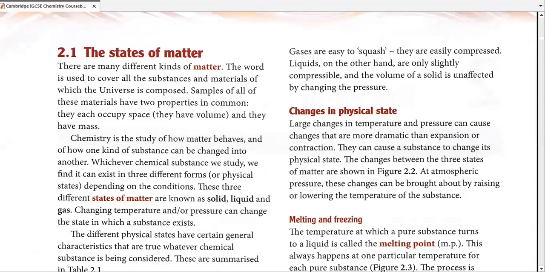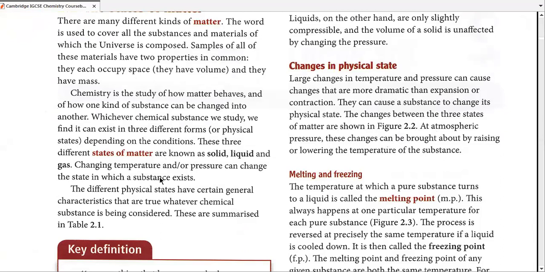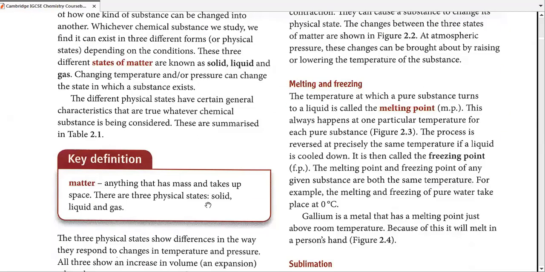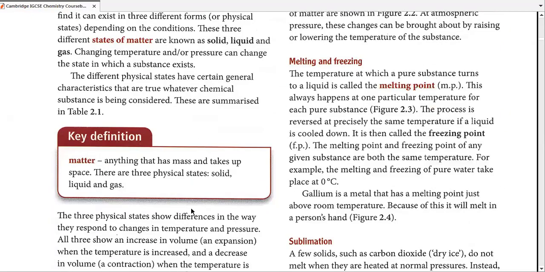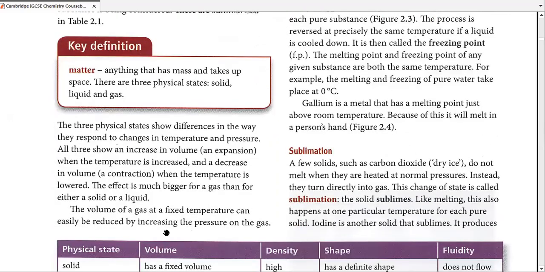Okay, on page number 22, from the states of matter, we studied that the states of matter are solid, liquid, and gases, and we know that by changing the temperature or pressure, we can change the state in which a substance exists. We understand we can do that by simply changing temperature, and we studied that as well. Now we define matter as anything that has mass and takes up space, and all three physical states, solid, liquids, and gases, do that. So they are states of matter.